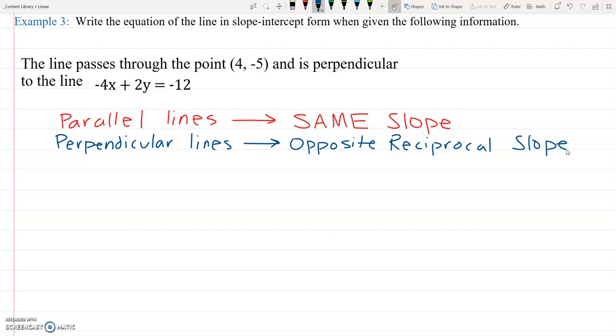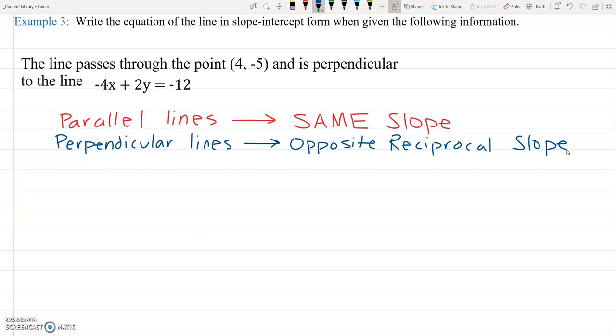Okay? So let's double check what this is saying. It says write the equation of the line in slope-intercept form when given the following information. We know that the line is going to pass through this point 4, -5. And we know that it's going to be perpendicular to this line, -4x plus 2y equals -12.